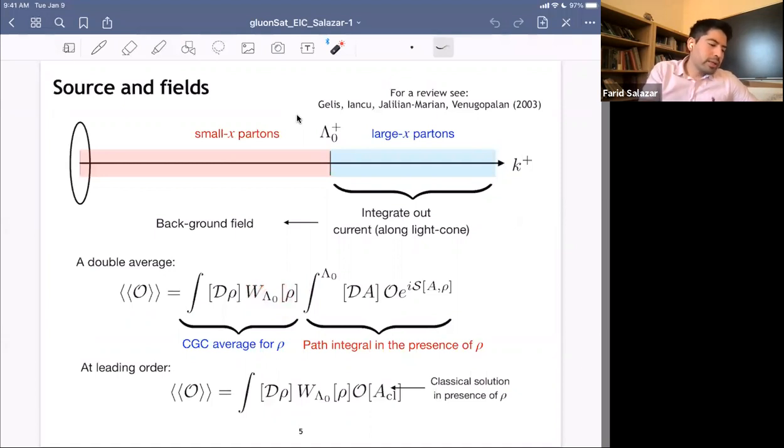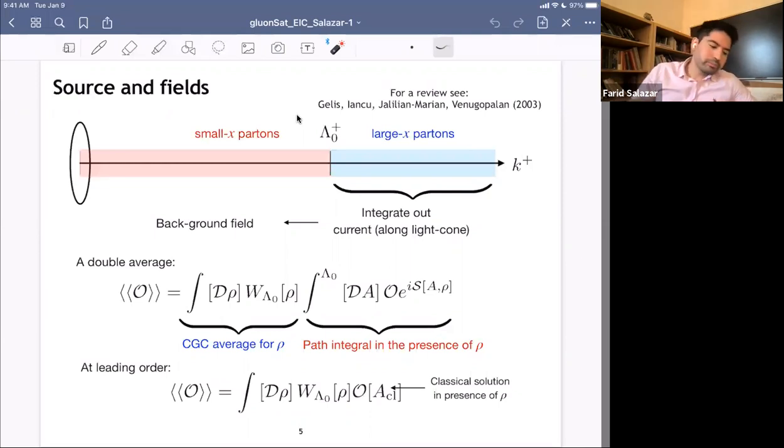But at leading order, this path integral will be dominated by the classical solution, which is a solution to classical Yang-Mills equations with these sources. Okay? So at leading order, you will see that any observable can be computed by finding the classical solution in the presence of these sources, and then to make sure that the result is gauge invariant, you average over this weight functional, which, as I said, contains non-perturbative physics and has to be constrained by data in some way.